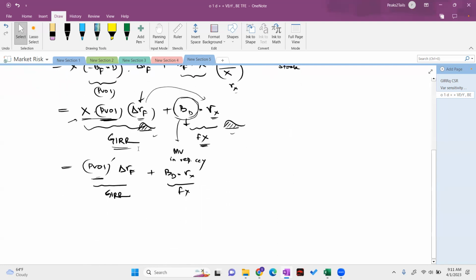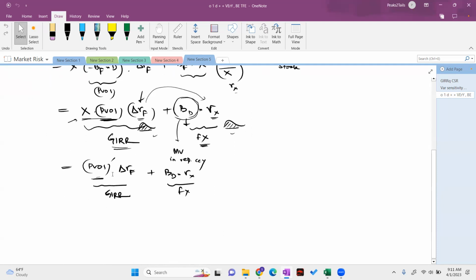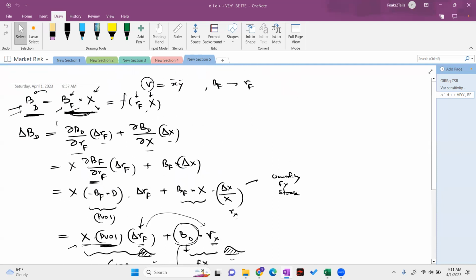I will show you an example where we have a foreign bond, and I'll show you how to do the calculation. But this is the power of following the Taylor series systematically in market risk.